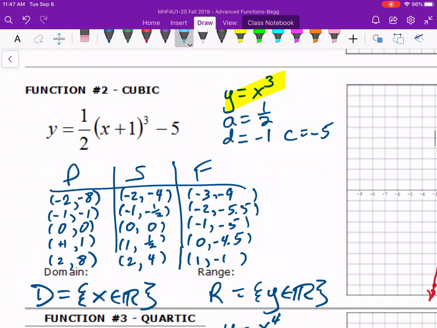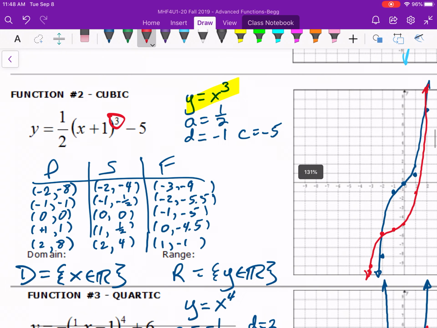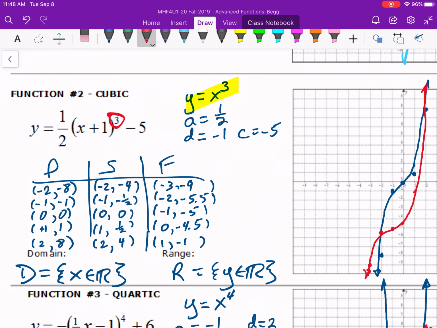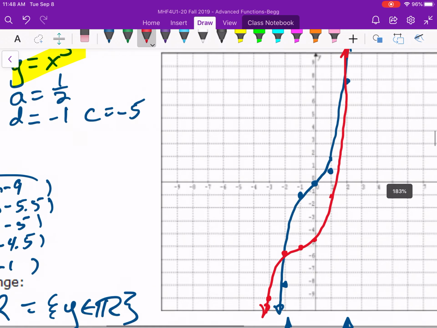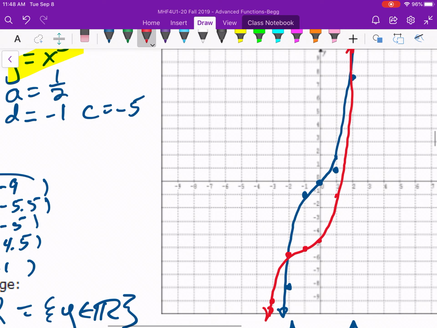The parent function is y equals x to the 3 because that's what this looks like here. It's got that exponent 3. Now this one's a little bit different. It's not a polynomial. Well, it is a polynomial, but it's not in standard form. But imagine that it is like the polynomials you already looked at. So it's in factored form. Let's call it that.